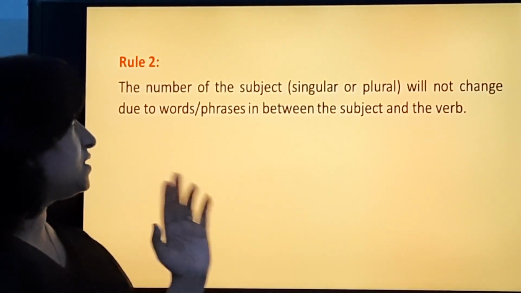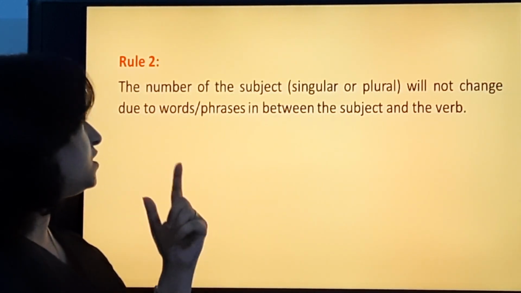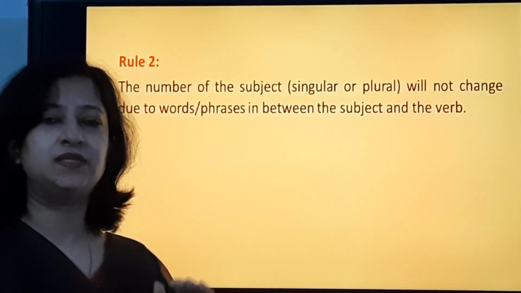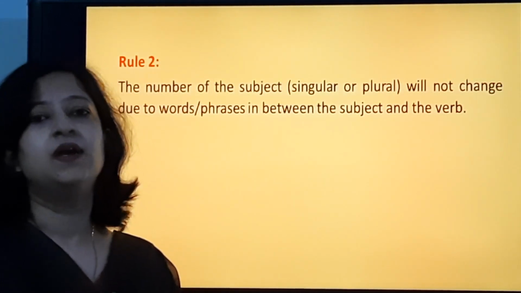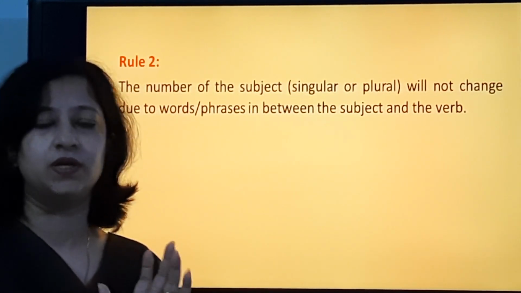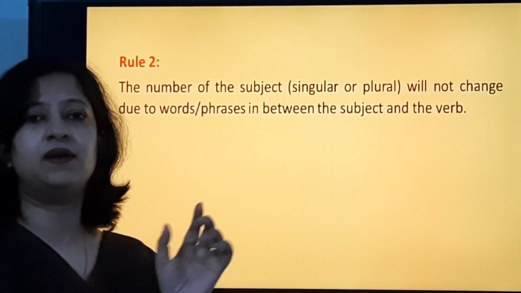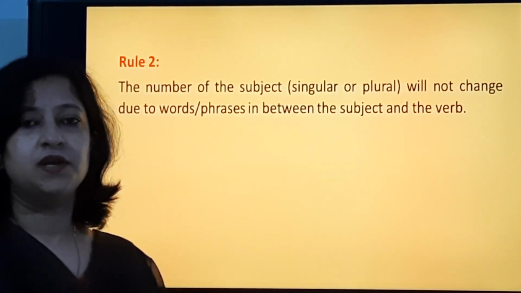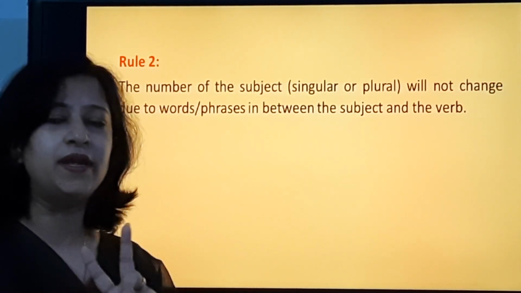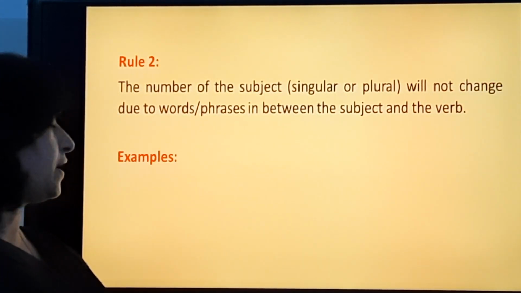The number of the subject, singular or plural, will not change due to words or phrases in between the subject and the verb. That means suppose there are a few words, a kind of phrase. Phrase, I hope you know children, phrase is a group of words. So suppose between the subject and the verb there is a group of words. We will not go according to that group of words, but we will only match the subject and the verb. Let's see the examples.